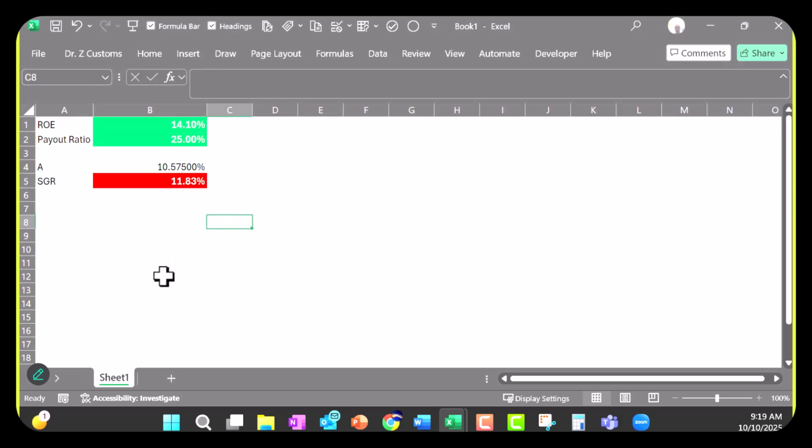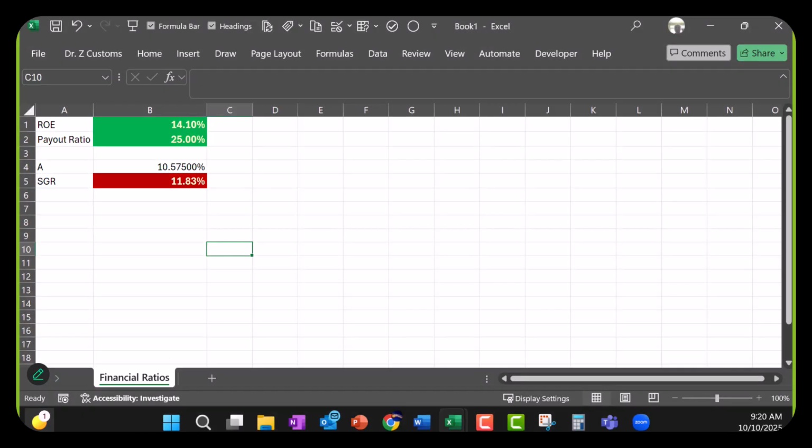Okay. In fact, it may help you to have sheets like these and use them during the class. If you want to, let's call this financial ratios. And I'll make this sheet available to you guys as well when I'm posting the notes from this session.